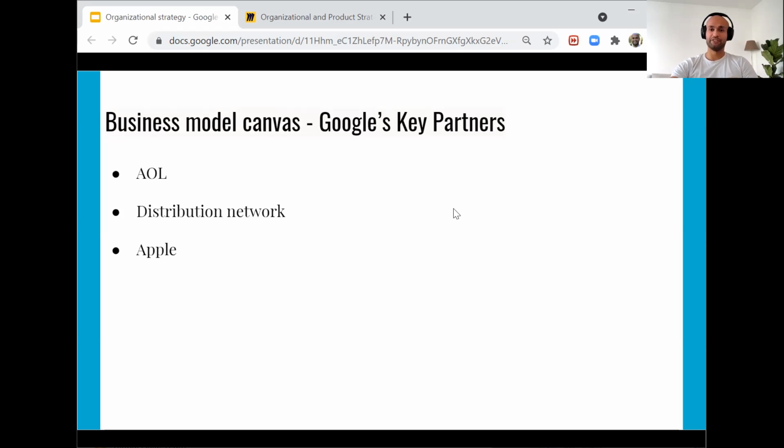AOL is one of them. So initially, Google made a deal with AOL, America Online. It used to be a chatting software, right? So Google made this deal with them to be featured on the search engine on its portal initially. And this gave them a lot of visibility, right? When they were breaking into the market, this gave Google a lot of visibility for AOL users. So they basically leveraged the target audience from AOL to build their network and to advertise their product.